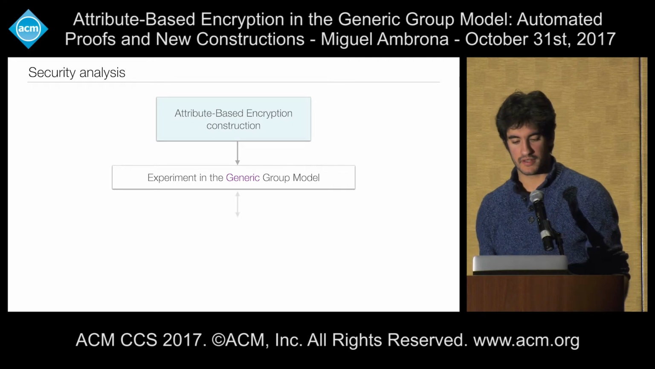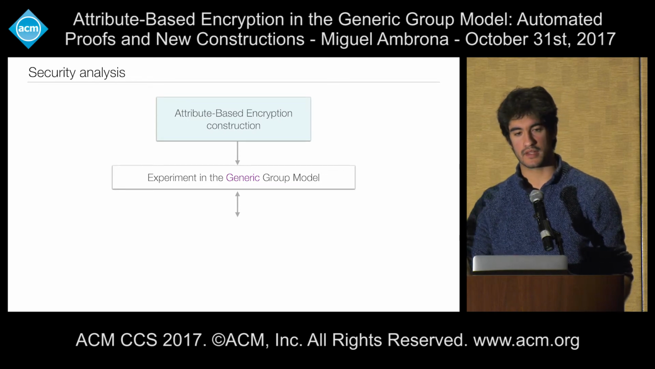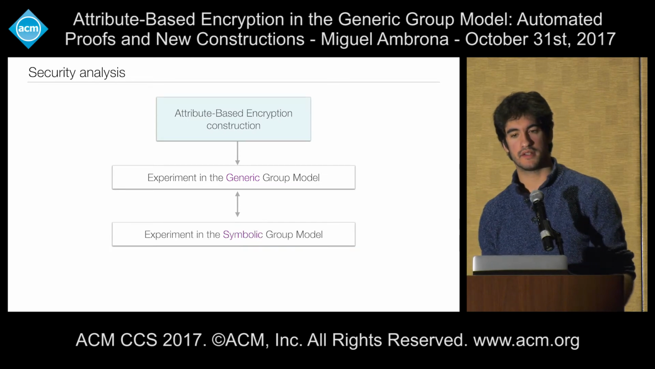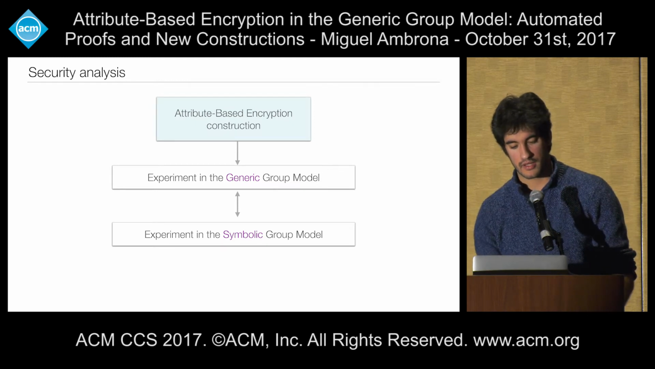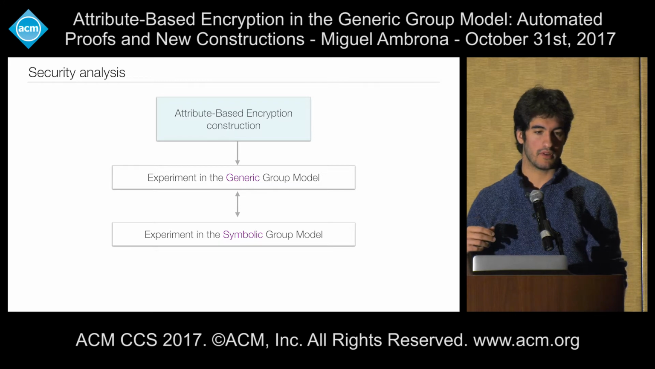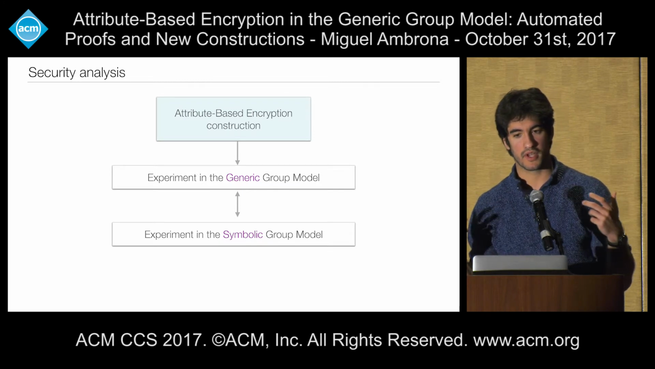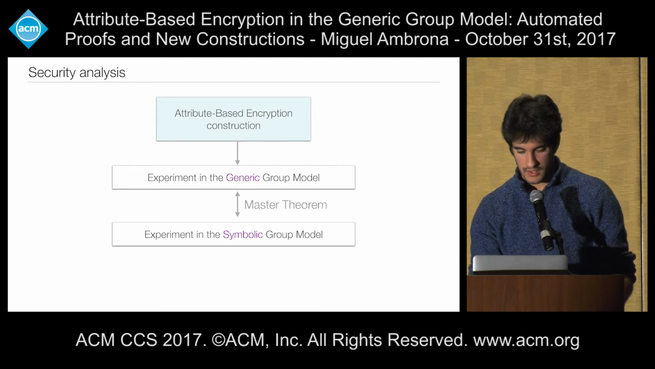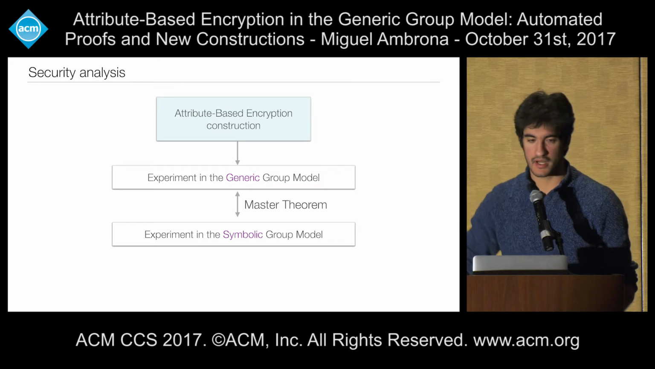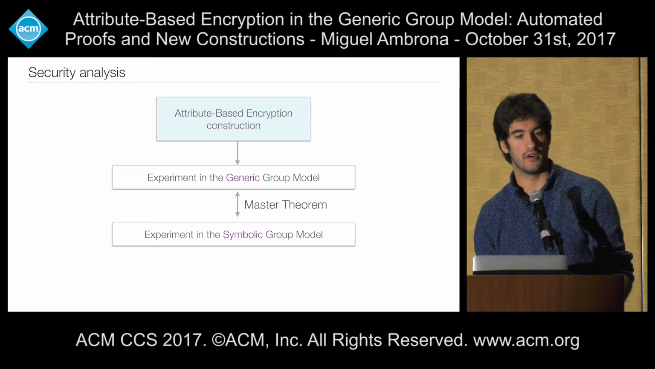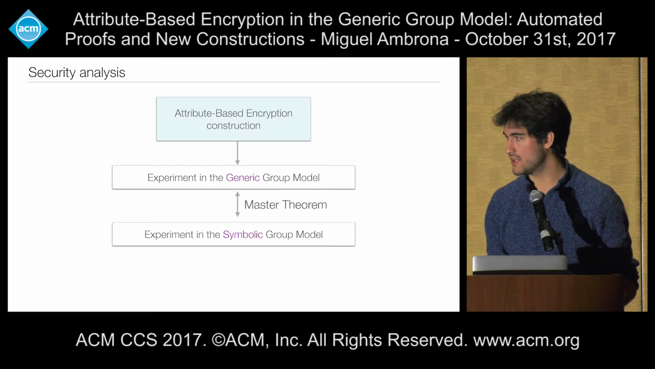The difference is that in the generic experiment, you may sample two values, X and Y, and there is a certain negligible probability that these two values are equal. And in the symbolic model, you don't sample, you just have two objects that you call X and Y, and these objects are never equal. So you need to show that these two experiments are indistinguishable in the sense that no algorithm can distinguish between the two. And this is done by our master theorem.